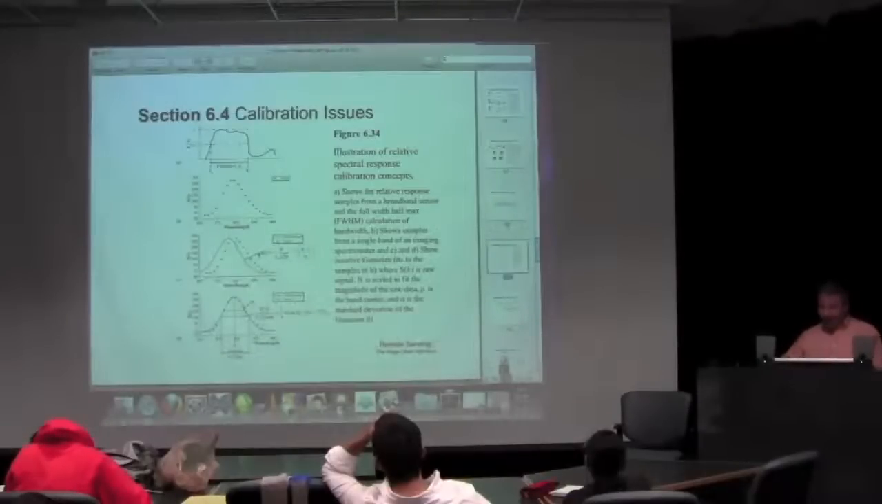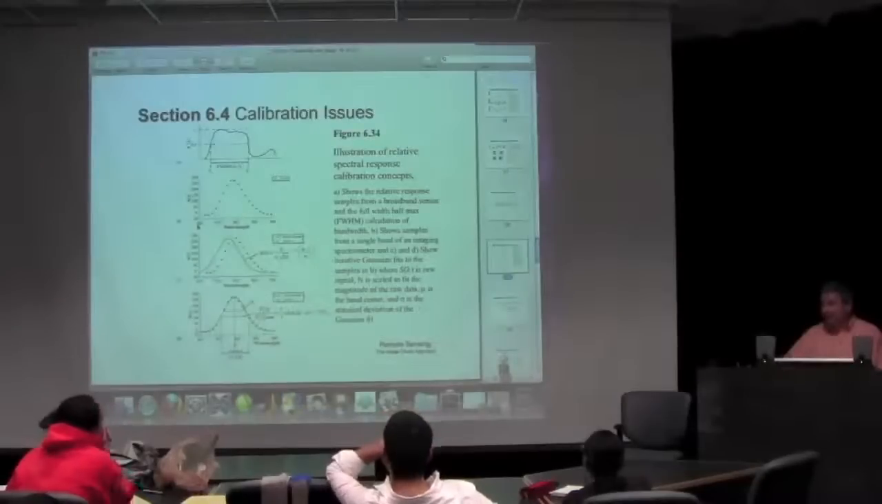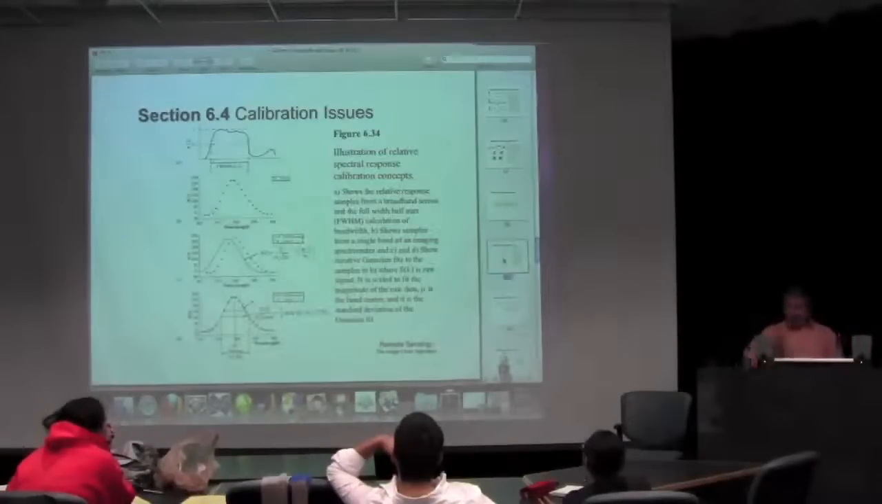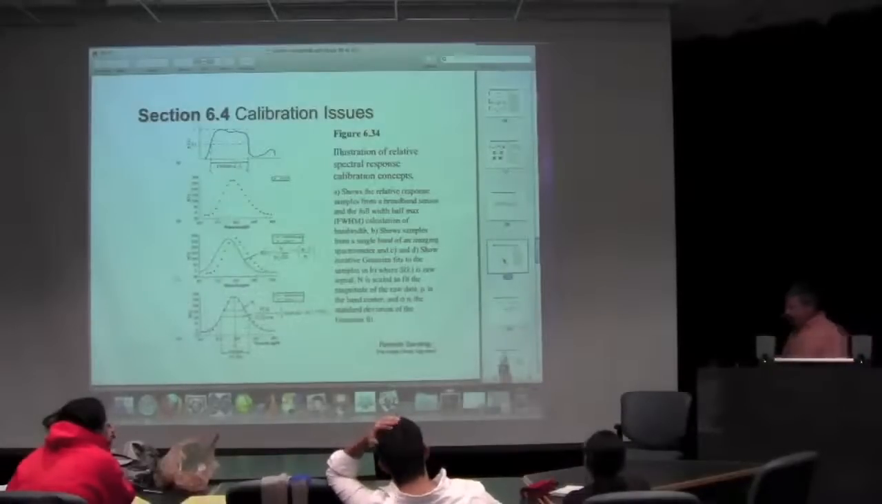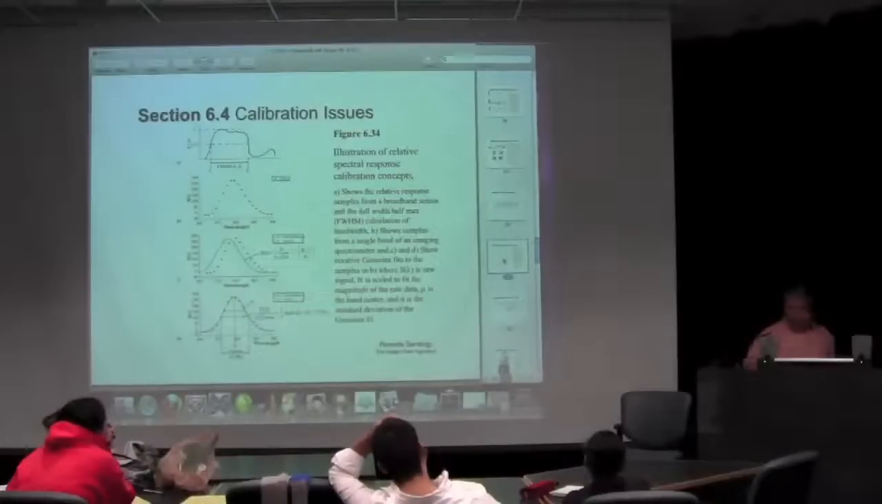Again, unless you have to for some reason, because you're limited in storage, I would just keep your actual data around when it comes to relative response functions at this point in time.